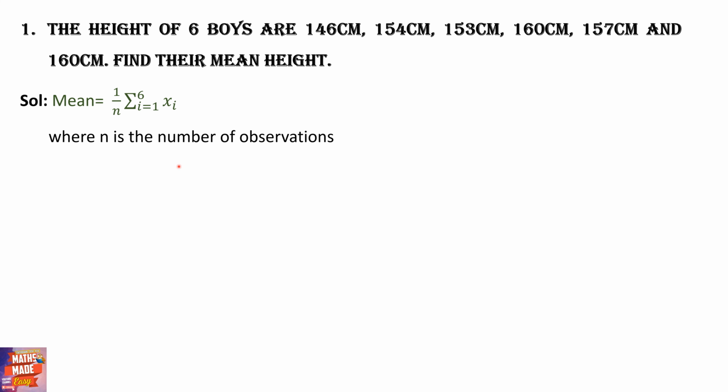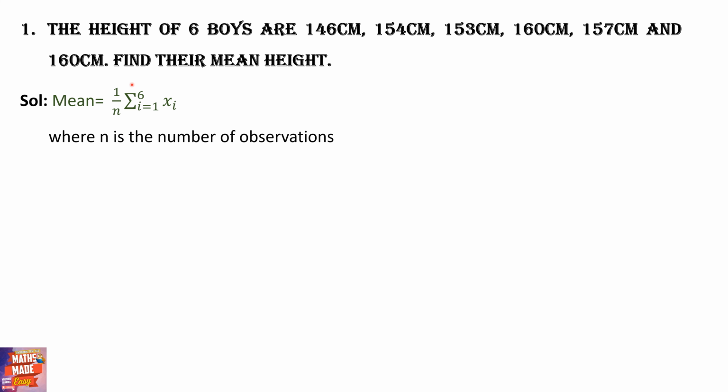n is the number of observations. What are observations? Observations are nothing but these values 1, 2, 3, 4, 5 and 6. That is, there are 6 observations. So the n value would be 6. Is it clear? Now i goes from 1 to 6.